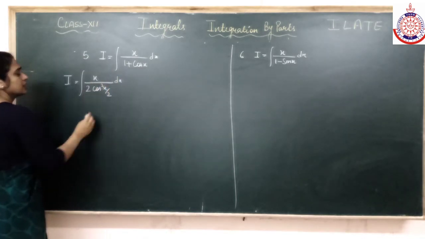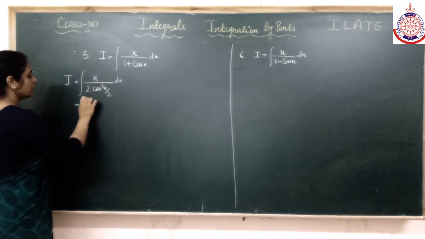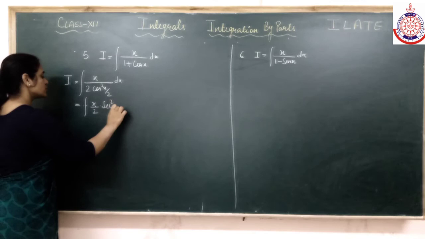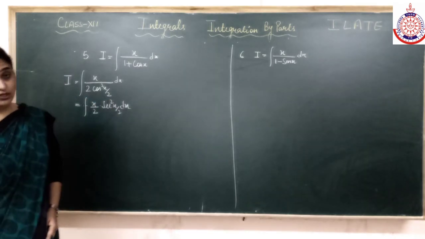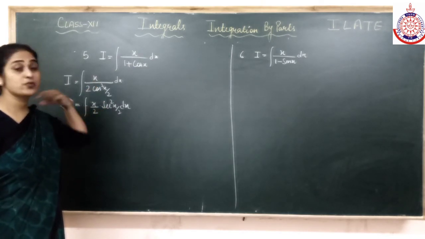That's it. So that means it becomes x by 2 cos square x by 2, which is x by 2 secant square x by 2. And I have two functions. One is algebraic and the other trigonometric. If I see the combination, algebraic would be first, trigonometric would be second.